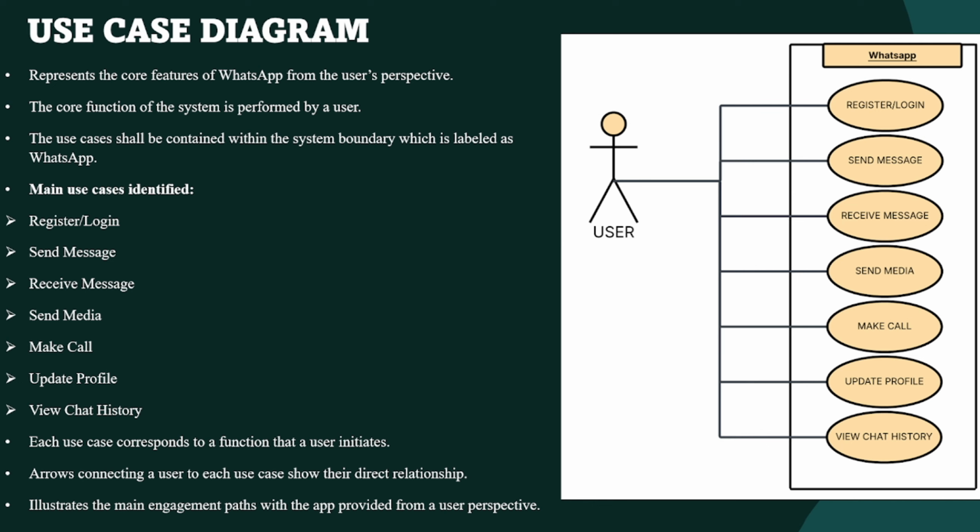Each of these use cases represents a specific function that the user can initiate. For instance, the user can create or access their account through the register/login use case, communicate via text through send and receive message, share multimedia content using the send media feature, initiate voice or video calls, update their personal profile information, and review past conversations through the chat history function. Arrows connecting the user to each use case indicate the direct interaction initiated by the user. Overall, this diagram provides a clear overview of how a user typically engages with the key features offered by WhatsApp.